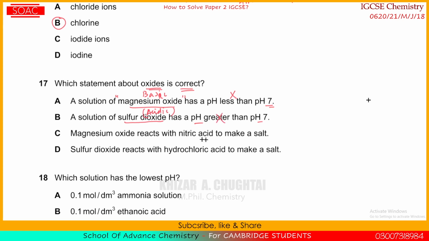Magnesium oxide reacts with nitric acid to make a salt. Yes, it is true. It's a base and it is an acid. When an acid and base react together, definitely they are going to make salt. Sulfur dioxide reacts with hydrochloric acid to make a salt. No, they both are acids, so they are not supposed to react to make salt. So C is the correct option.